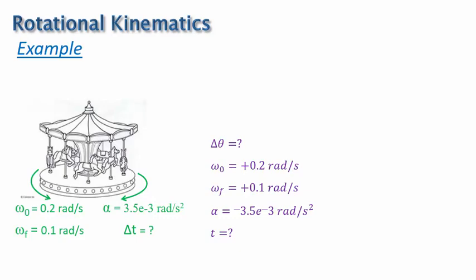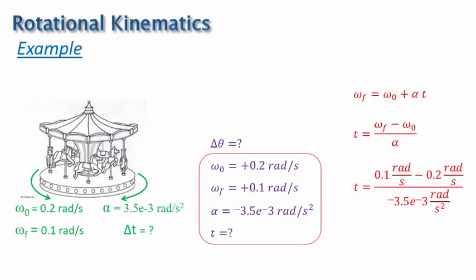Notice I've applied the sign convention that counterclockwise is the positive direction and clockwise is the negative direction, which is why I made the velocities positive and the acceleration negative. We can now recognize that these are the 4 variables involved in this problem. And so we can select the rotational kinematic equation that involves these 4 variables. And then solving this for time and plugging in values, we find that the time is 28.6 seconds. So that's the process for rotational kinematics.